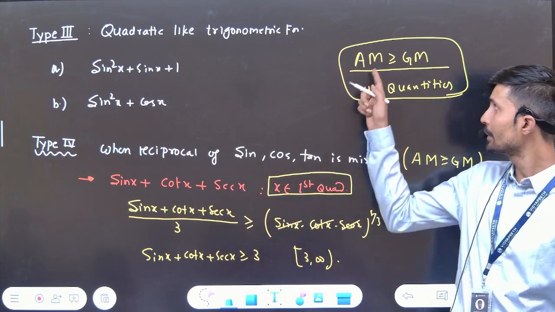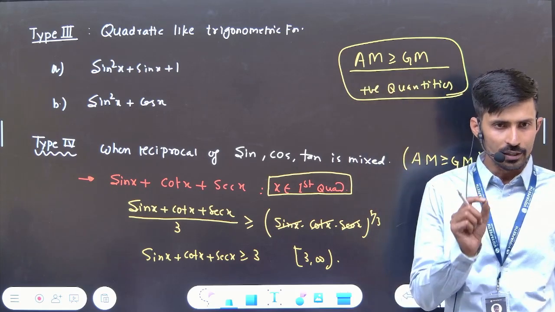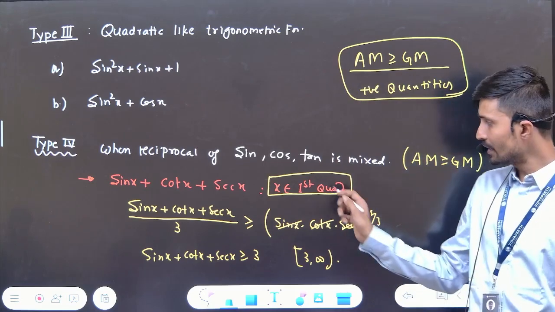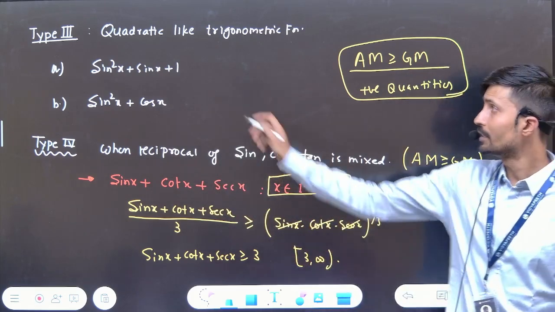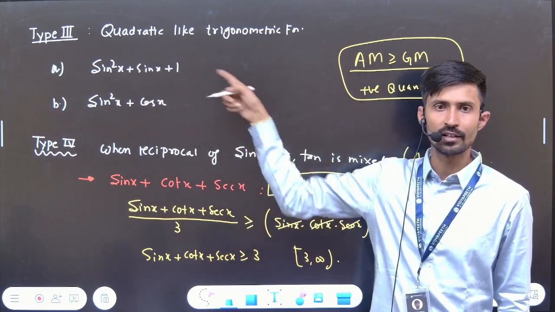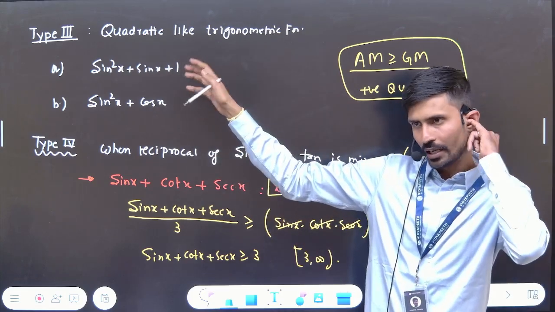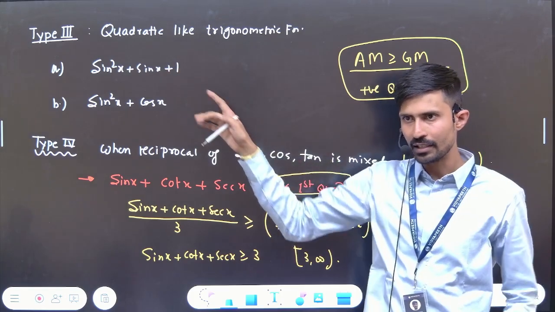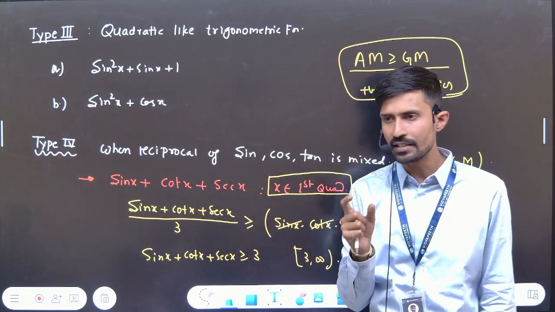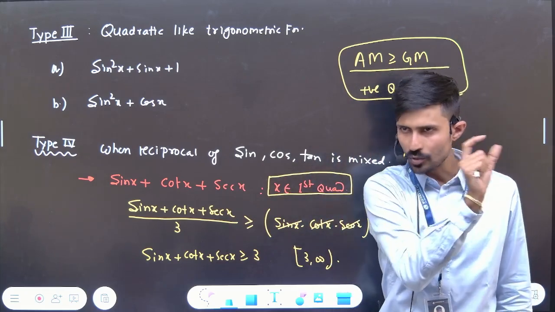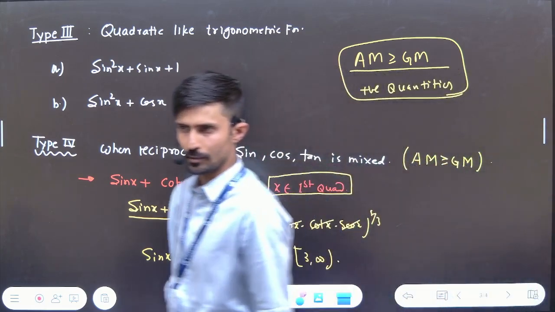We can apply AM greater than or equal to GM only when our quantities are positive. That's why this information is given: x is from the first quadrant, then find the range of this. But in the earlier question, it is not written that x is from the first quadrant, because that has no foundation. Wherever x is lying, we don't care. But here it is necessary to know, when we are applying AM greater than or equal to GM, whether each term is positive or not. If not positive, we cannot apply this concept. If it's positive, we'll apply the concept. Okay? Write down.